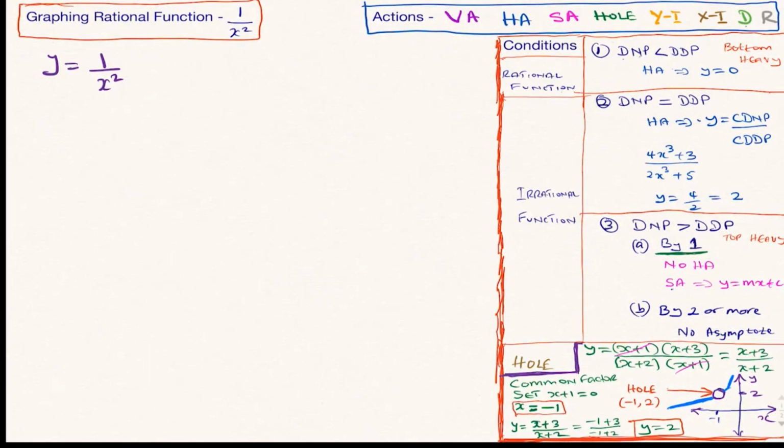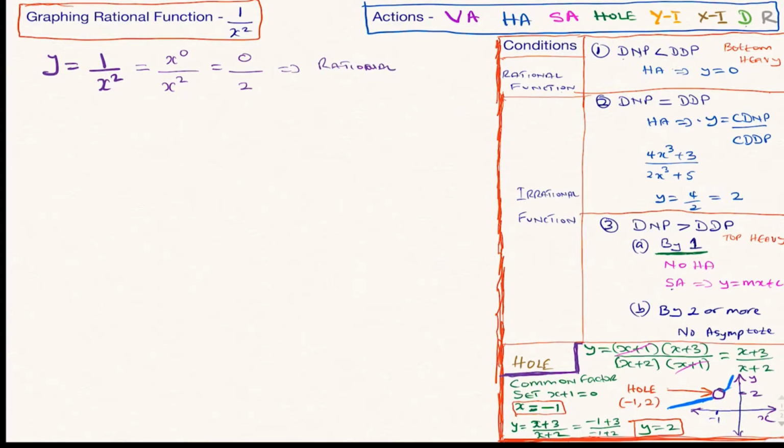Right, we're going to graph 1 over x squared. First thing you do is test whether this function is rational or irrational. In order to do that, we need to find the degree of the numerator polynomial and the degree of the denominator polynomial. In this case, 1 is x to the power 0 and x squared is x to the power 2. That implies the degree of the numerator polynomial is 0 and the degree of the denominator polynomial is 2. That indicates this is bottom heavy and therefore it's a rational function.